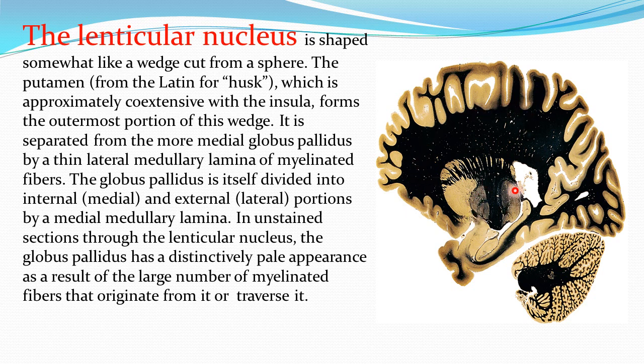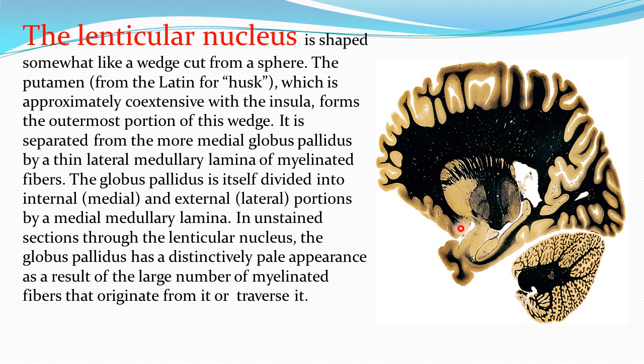This is a section of the brain in which white matter is stained by myelin staining, so white matter looks black. Here you see between the putamen and globus pallidus there is a black structure. This is known as the lateral medullary lamina. The globus pallidus is again divided by a white matter known as the medial medullary lamina into an external or lateral part and an internal or medial part.